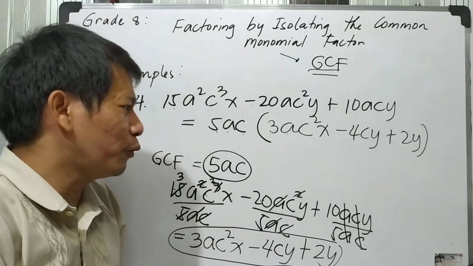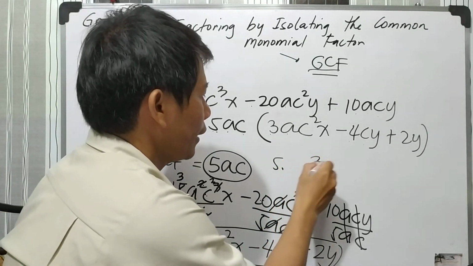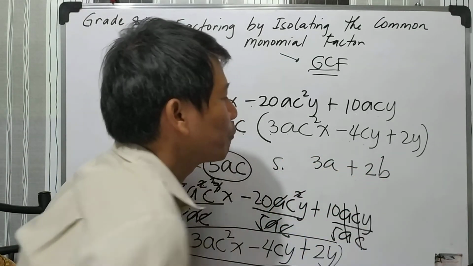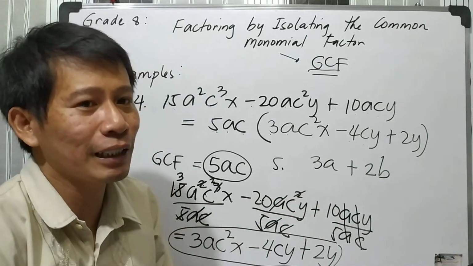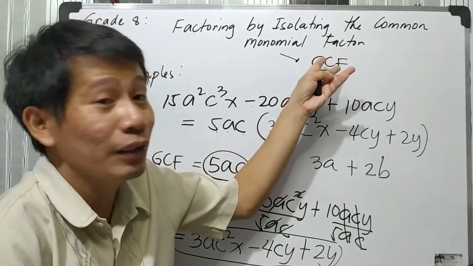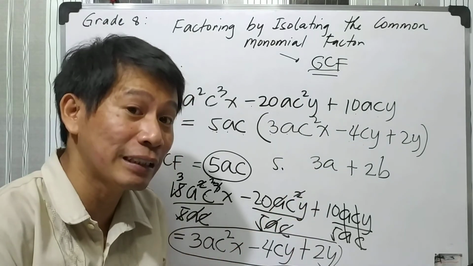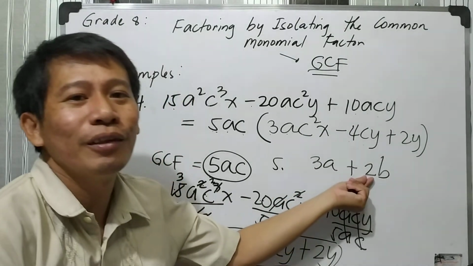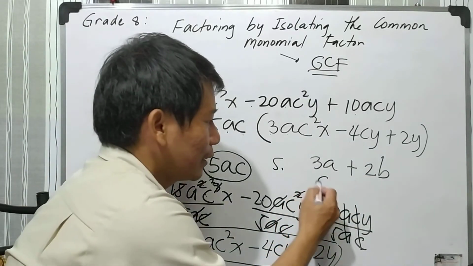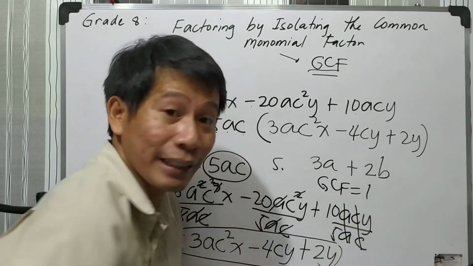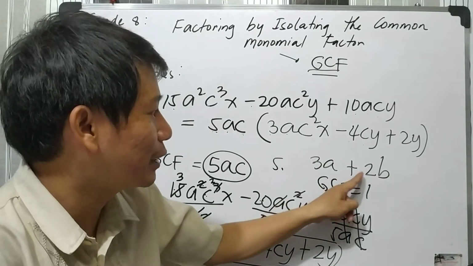Now, I would like you to observe this case, okay? I have here 3a plus 2b. Let us see if we can factor this by isolating the common monomial factor. Now, let's consider the constants. Let's find the GCF, okay? 3 and 2. What do you think is the GCF of 3 and 2? The GCF is just 1, right? Tama ba? Okay, that is the largest factor that divides 3 and 2.